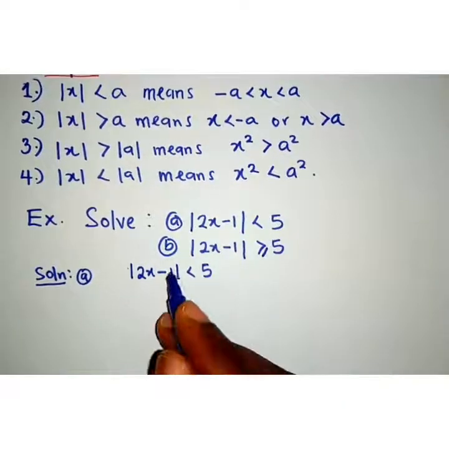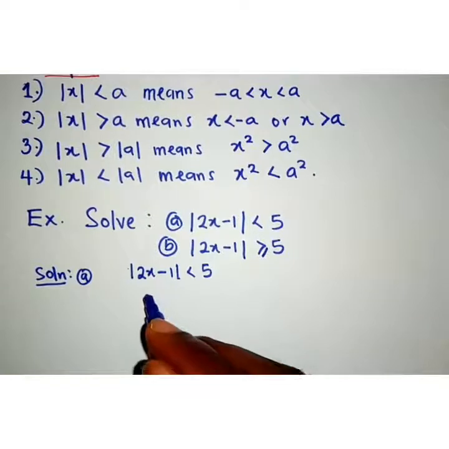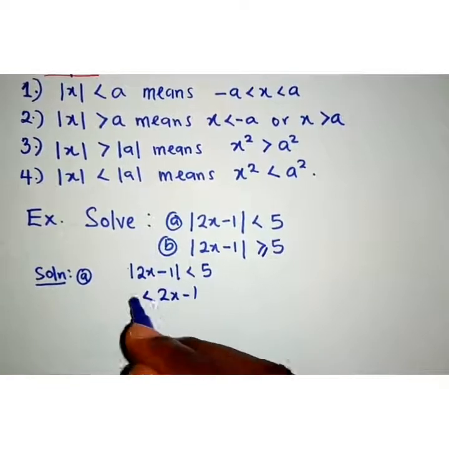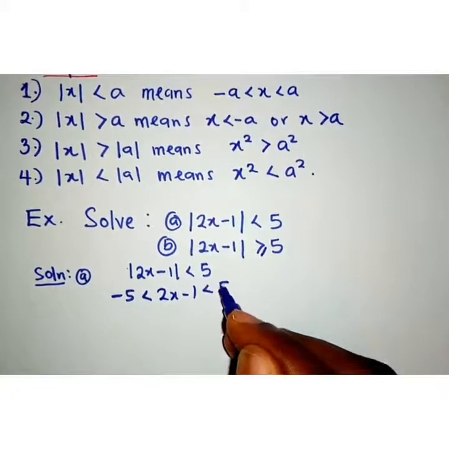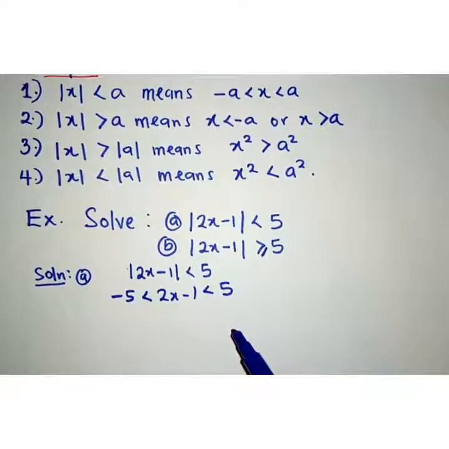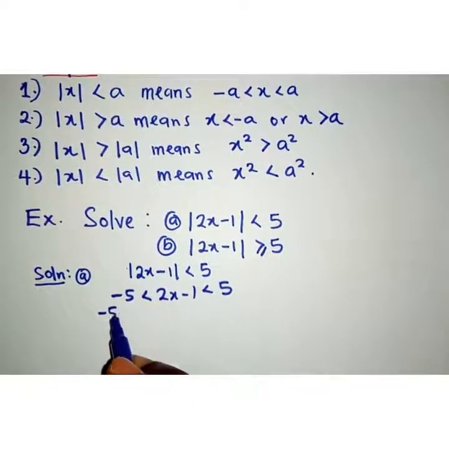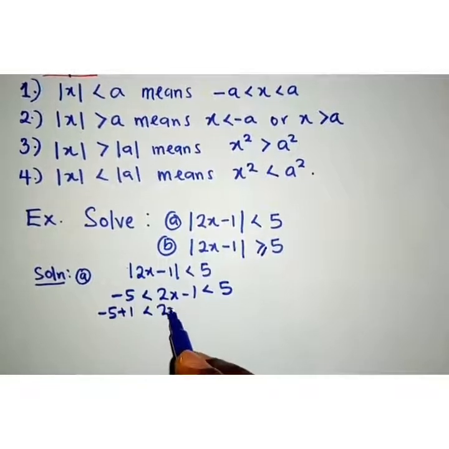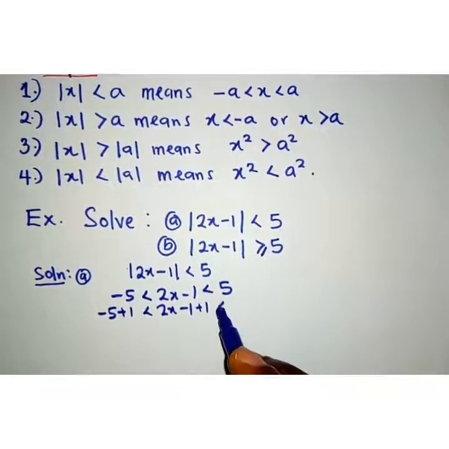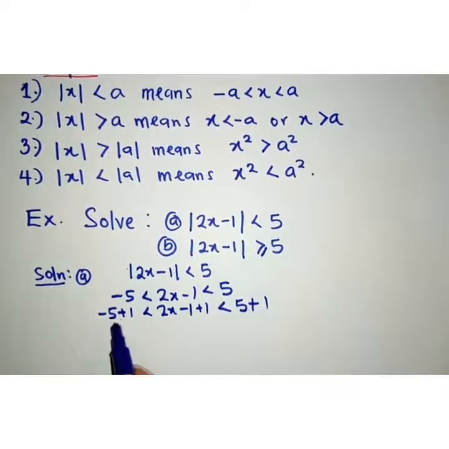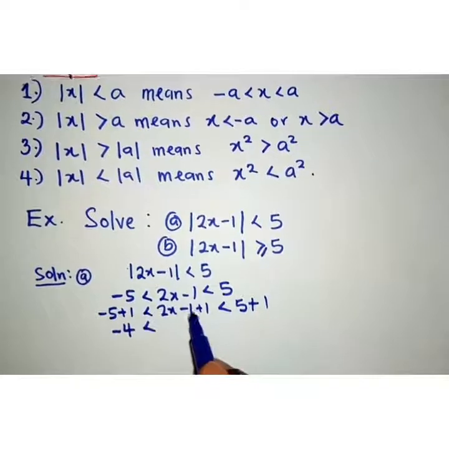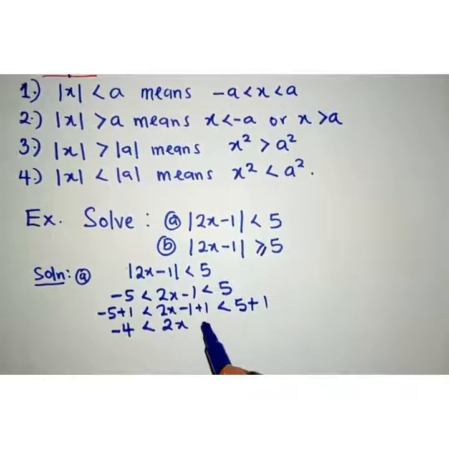It means that 2x minus 1 lies between minus 5 and 5 if we apply property 1. And so we add 1 to each side of the inequality. So we have minus 5 plus 1, 2x minus 1 plus 1, 5 plus 1. So minus 5 plus 1 gives us minus 4. Minus 1 plus 1 gives us 0, so we have 2x here, and 5 plus 1 is 6.